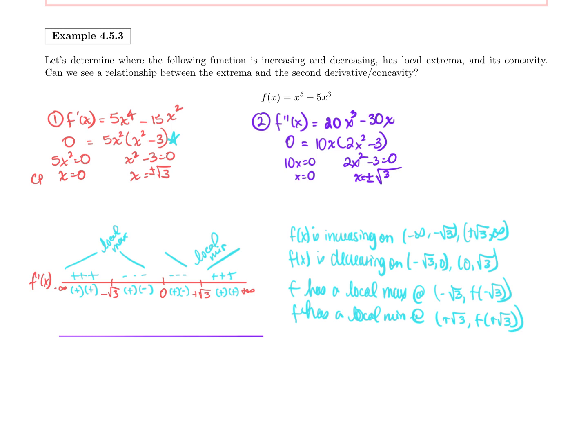Well, what happened at 0? The answer again here would be no extremum. So F has no extremum at 0, F of 0. All right, that's everything we can get from the first derivative. Now let's take a look at the second derivative.